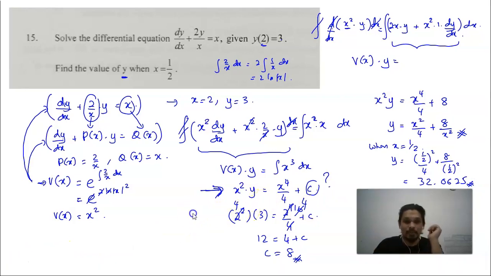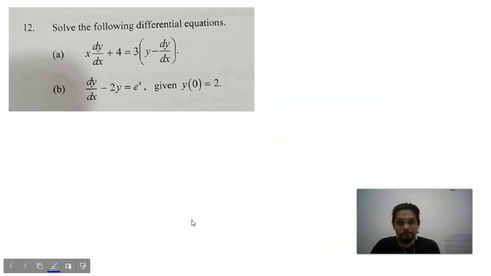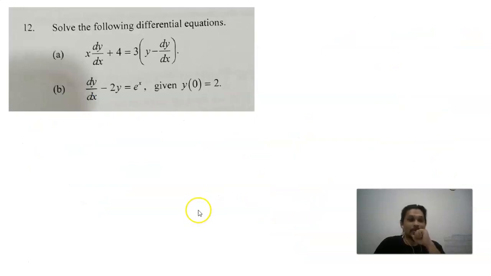So, guys, girls, we move to the next question then. I select this question because one is for separable variables and one is for integrating factor. Let's try. For question A here, x dy dx plus 4 equals 3y minus dy dx. Let's try this.